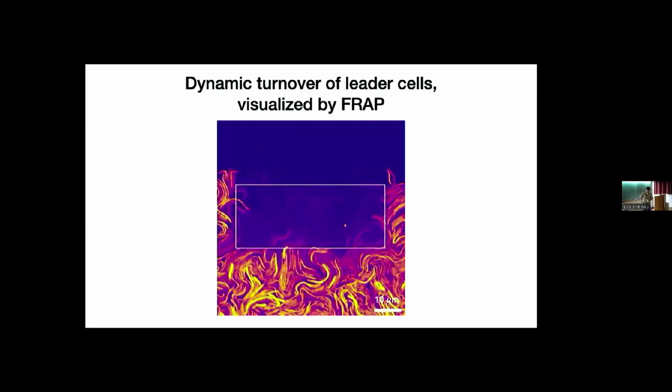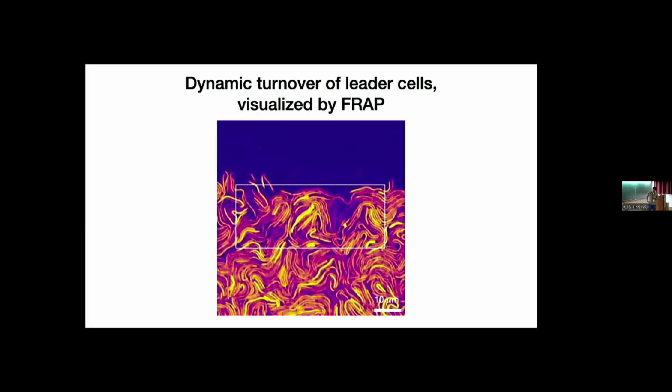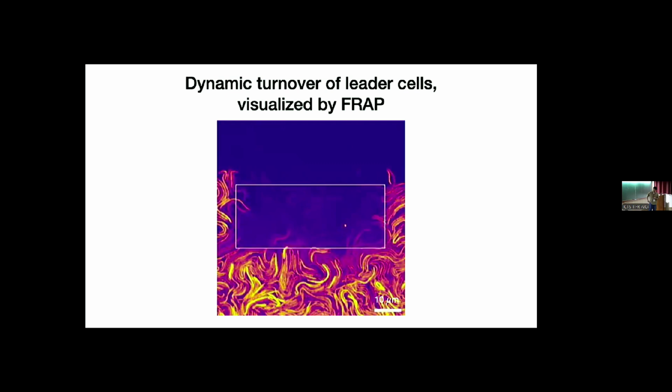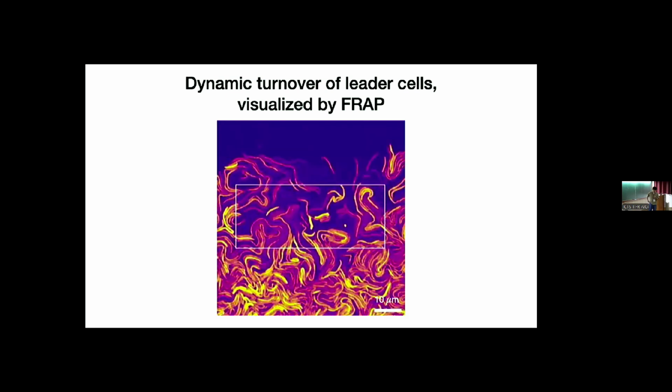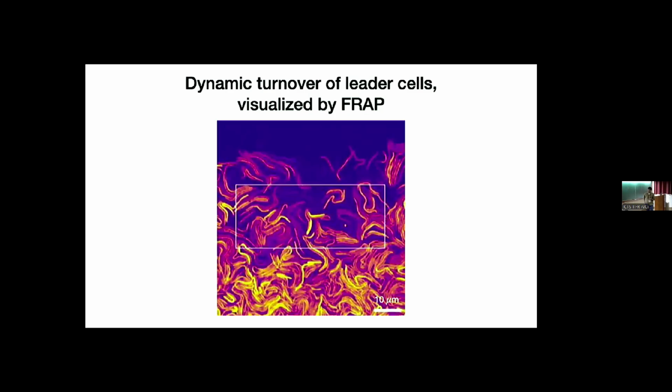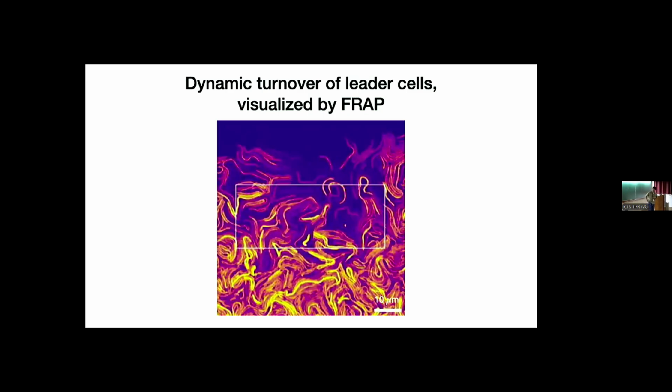Okay, so this is the experimental result. The white rectangle shows the bleached region. I will start the movie. Recovery comes from the trailing region and also from the lateral region. So this suggests that the dynamic turnover of the leader cell is happening during swarming.